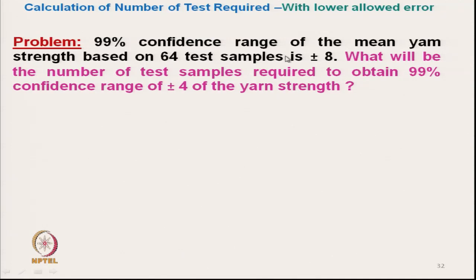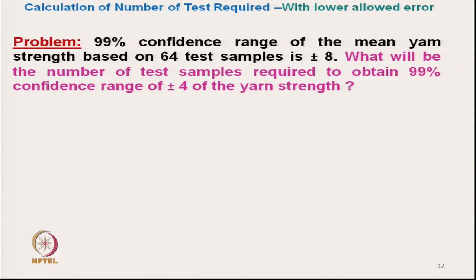Now, the numerical is that the 99% confidence range of the mean yarn strength based on 64 test samples is plus minus 8. Only the confidence range is known; we do not even know the mean value. What will be the number of test samples required to obtain a 99% confidence range of plus minus 4 of the yarn strength? So, the confidence limit is the same.